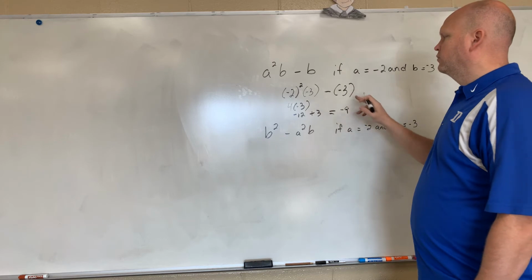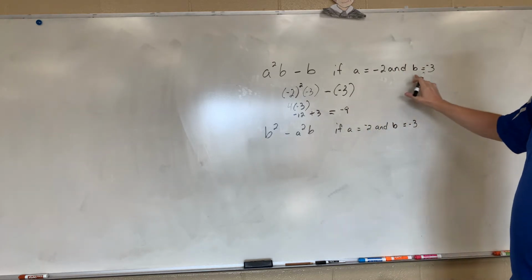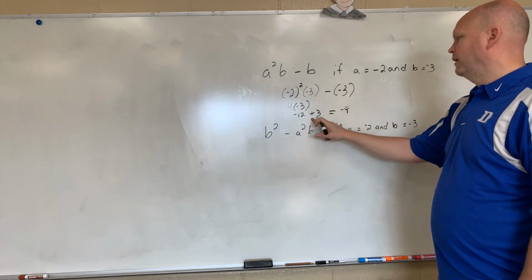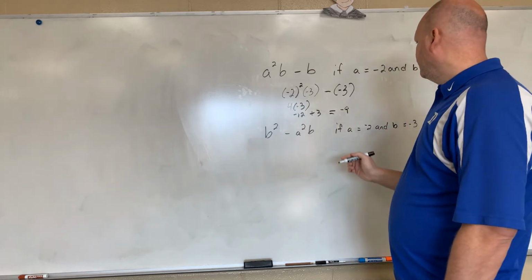So the key thing is making sure you write it out so that you're including the value of each of these numbers in the right spot so that when you have two negatives, you can make it a positive and you're squaring the right value.